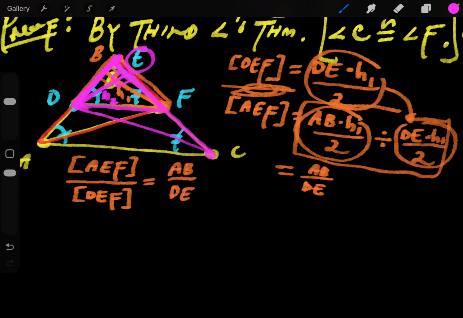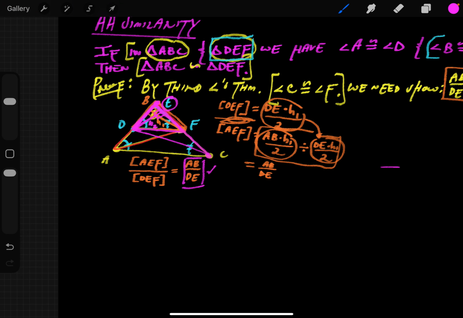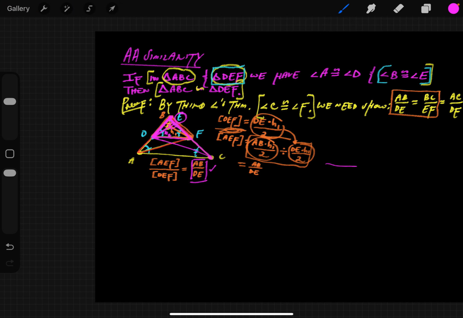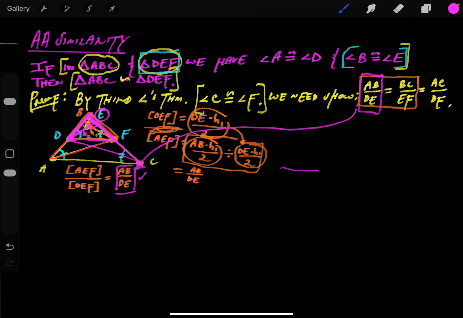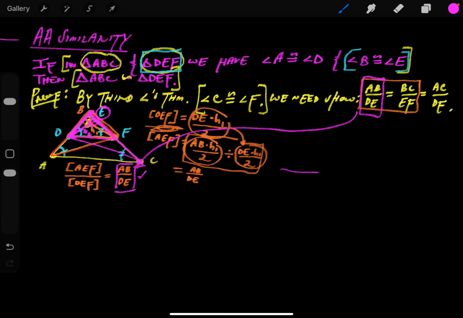Why should I call it DBC? Because in the other one I have AB over DE. That's a good thing, because look what I'm trying to prove, remember. I'm trying to show a relationship between AB over DE, and I have that here. Now I'm going to get BC over EF. So how do I get a ratio of BC over EF?